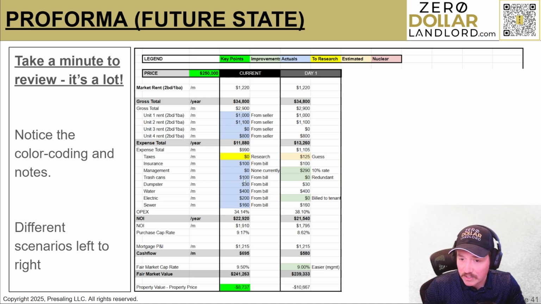Let's see what else here. Redundant trash cans and dumpster. That's crazy. Why would we have both? So we're going to get rid of the trash cans and we're just going to have the dumpsters. We're going to bill back the electric on day one. And yeah, let's see what else.